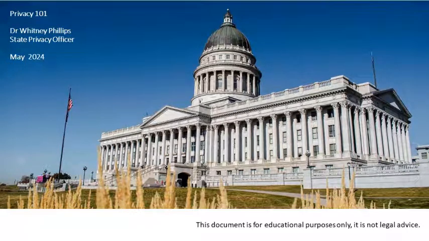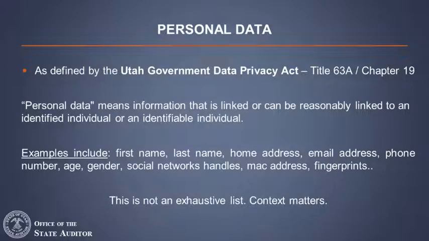Today we're going to talk about the basics of privacy protection. First, I'm going to start by defining what personal data is, or at least how it's defined in the Utah Government Data Privacy Act, because there are many other definitions out there. Personal data means information that is linked or can be reasonably linked to an identified individual or an identifiable individual.